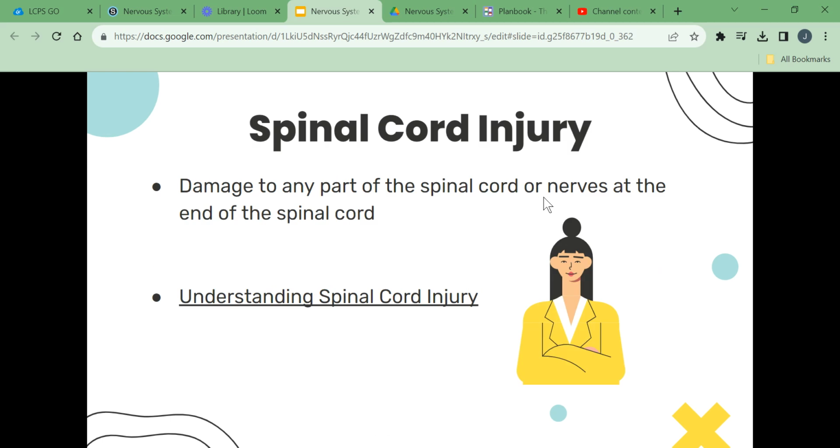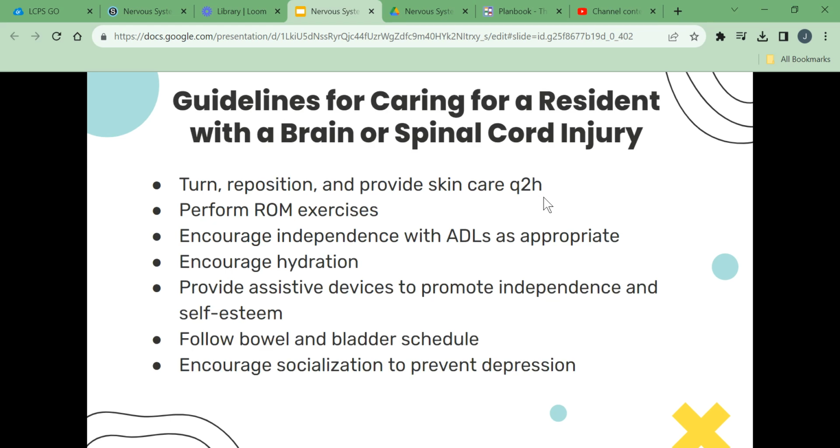Next is a spinal cord injury, and that's damage to any part of the spinal cord or nerves at the end of the spinal cord. Some guidelines for caring for a resident with a brain or spinal cord injury include turning, repositioning, and providing skincare every 2 hours, performing range of motion exercises as ordered in the care plan, encourage independence with ADLs as appropriate, encourage hydration, provide assistive devices to promote independence and self-esteem, follow any bowel and bladder schedule, and encourage socialization to prevent depression.